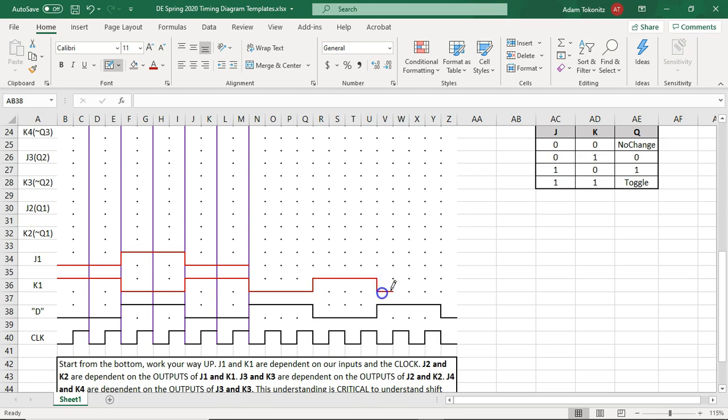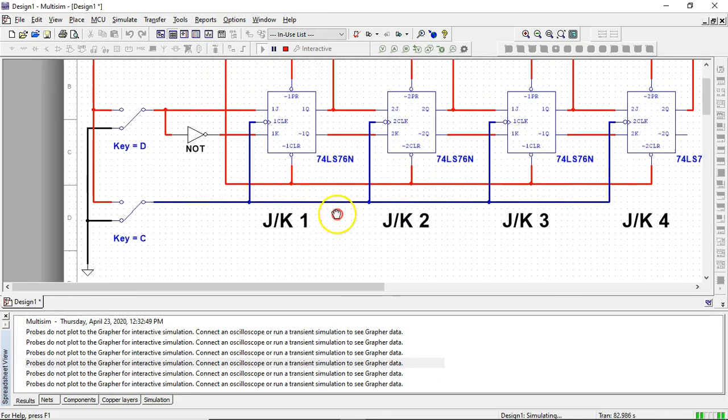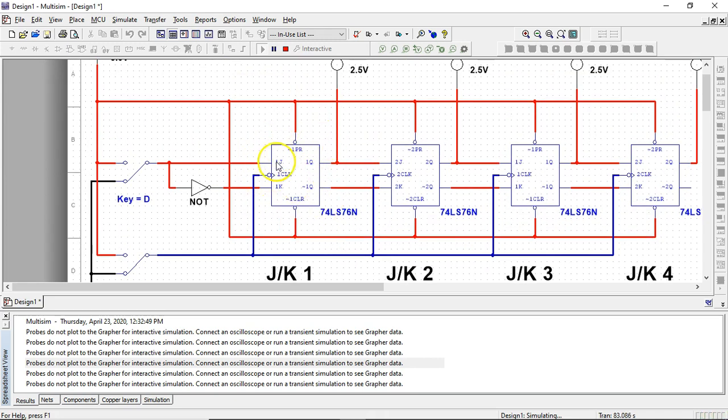So it's a matter of spotting these patterns. When these waves get a little sporadic and not as nice and repetitive like they are in this example, it can lead to some confusion, but you just have to take the time to work through it step by step. So I have just completed the J1 and K1 timing diagram, and that is only for this flip-flop.